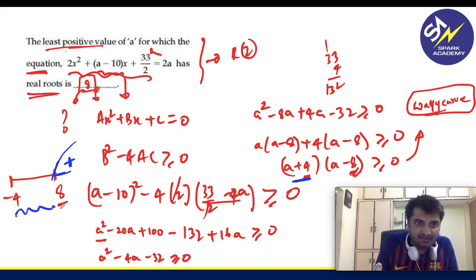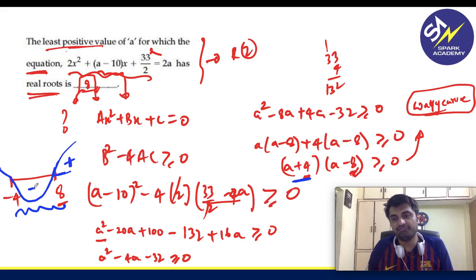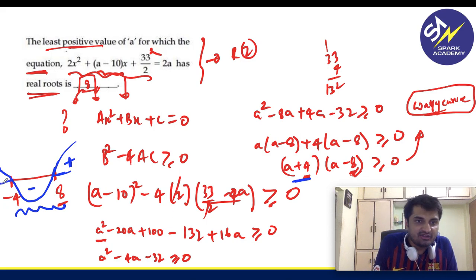What about the values between -4 and 8, guys? Suppose you take -3. What is happening? Negative. -2, negative. -1, negative. 7, negative. So all values between -4 and 8, those are also negative. And what about all the values which are less than -4, like -5, -6, -7? If you take -5, minus into minus, you are getting positive again, right?